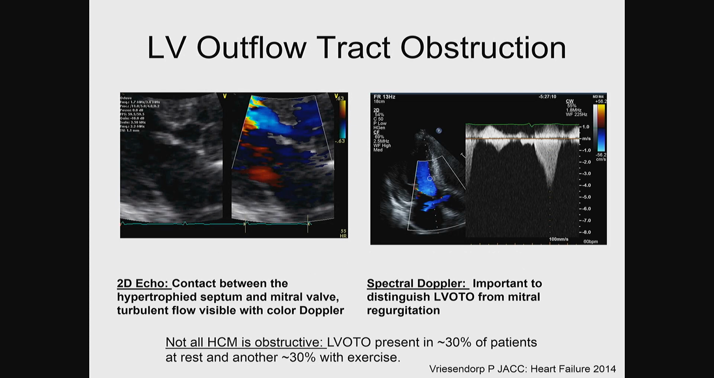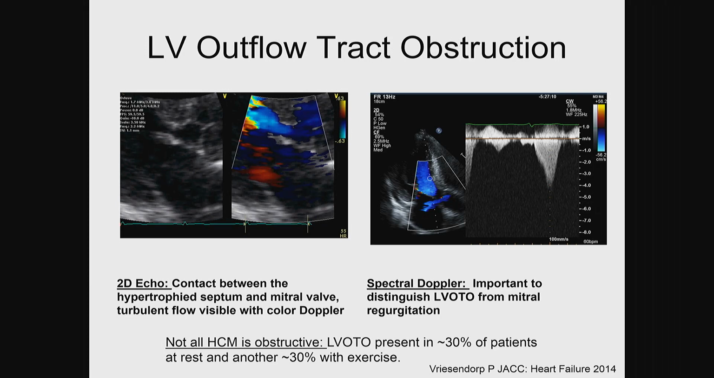Underlying symptoms is often left ventricular outflow tract obstruction or hypertrophic obstructive cardiomyopathy. This is caused by contact between the anterior septal leaflet of the mitral valve and the interventricular septum during systole. This causes flow acceleration through the left ventricular outflow tract and a pressure gradient between the left ventricle and the aorta. This can be quantitated using Doppler echocardiography, and it's important when doing so to distinguish an outflow tract obstruction gradient from a gradient caused by mitral regurgitation.